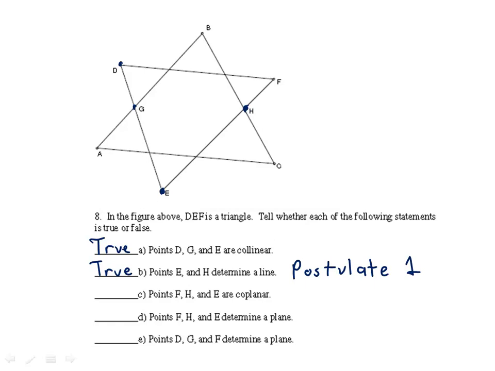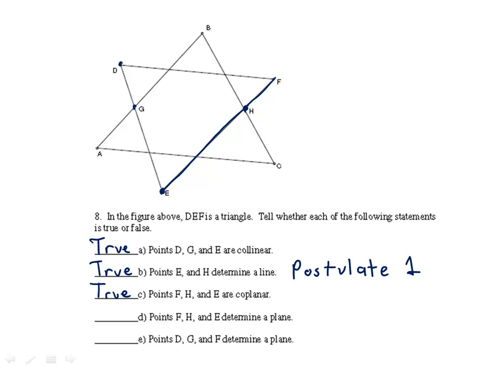Okay, and then we have points F, H, and E are coplanar. Where are F, H, and E? Well, here they are, right here. Yeah, they're coplanar. You can say they're on the same plane.